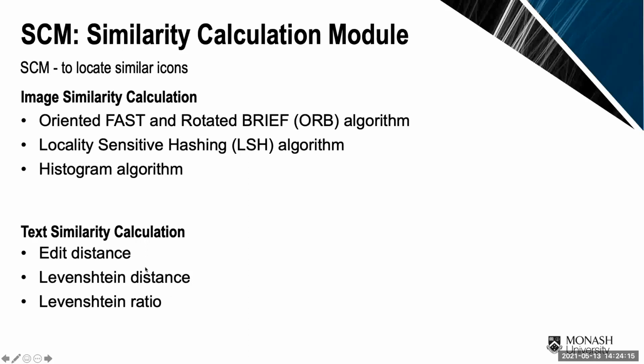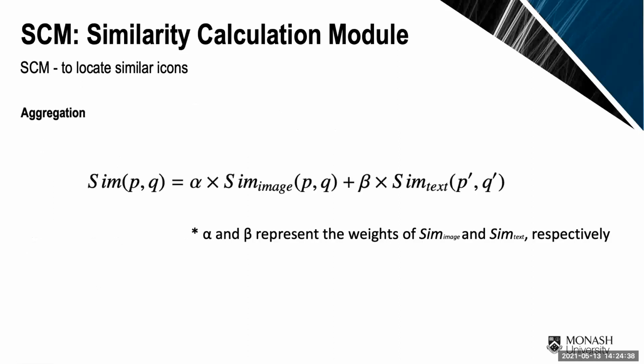And to ascertain the similarity of two text strings, edit distance is a widely used method that computes the minimum number of edit operations required to transform one string into the other. Levenshtein distance is such a commonly used edit distance. We aggregate these two similarity calculation algorithms to compute the overall similarity of two icons via this formula, where alpha and beta represent the weight of image and text similarity, respectively.